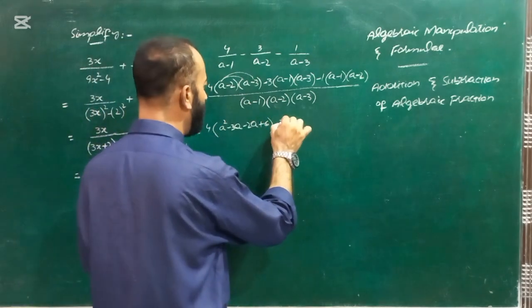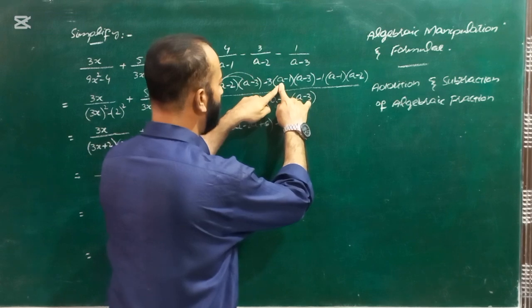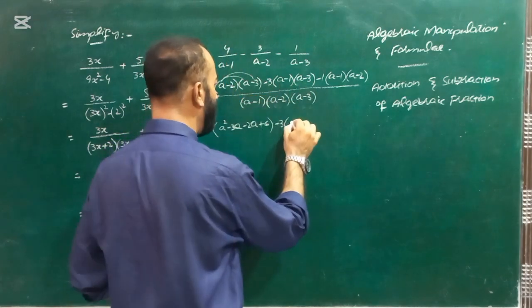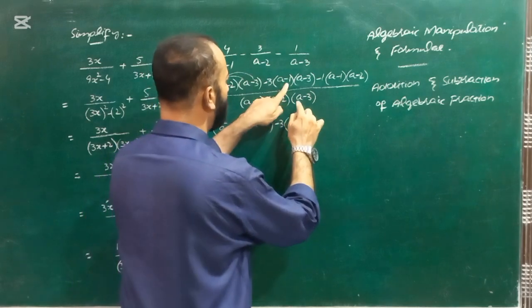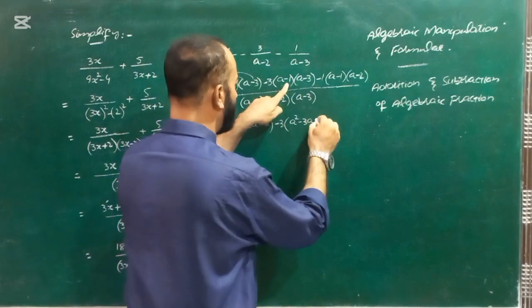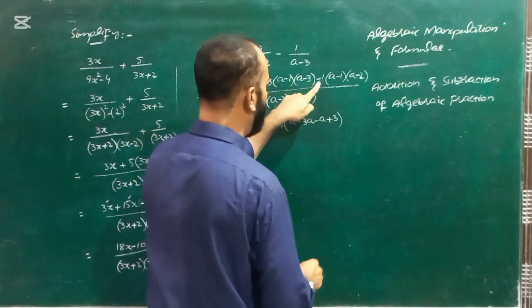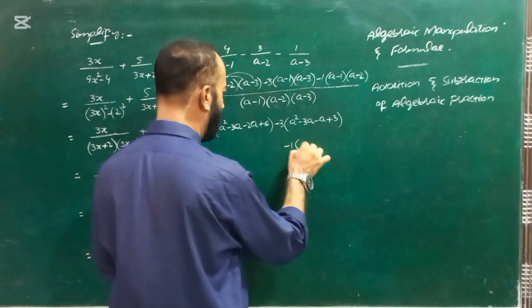Likewise, this minus 3 will remain as it is. These two brackets will be multiplied. So this is the factor which is going to be multiplied with all the values. So a square minus 3a. Now this minus 1 will be multiplied. So minus a plus 3. Okay, this minus is still there. So I'm coming here. So minus 1.